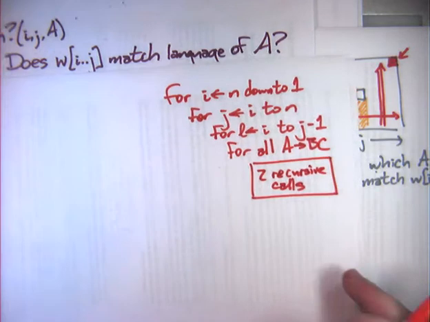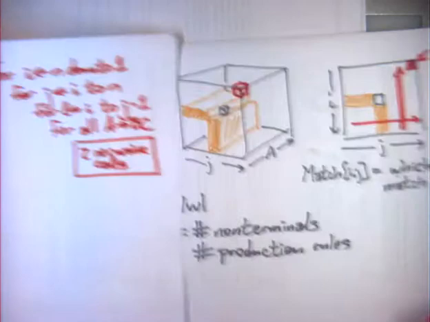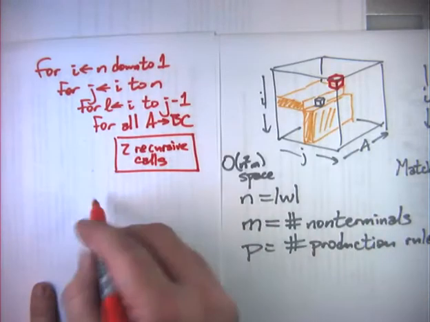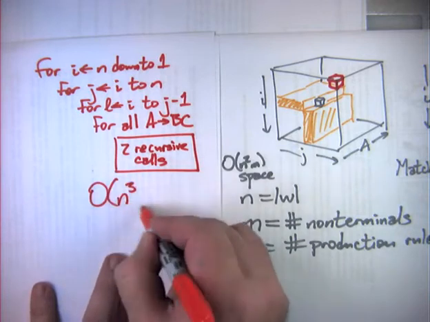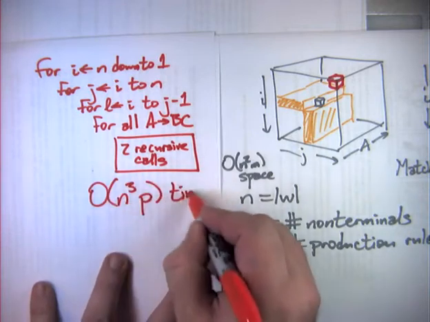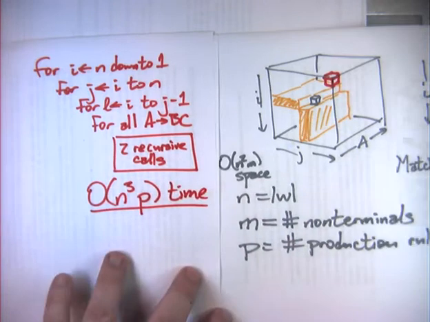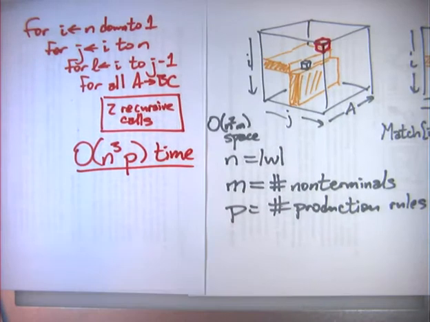So in the end, I'm using n squared m space, but my running time is n cubed times p. Number of characters in my string cubed, and for every triple of characters, I'm going to look at every production rule. Deliberately, I'm doing this quickly because the thing to remember is it's roughly n cubed time.